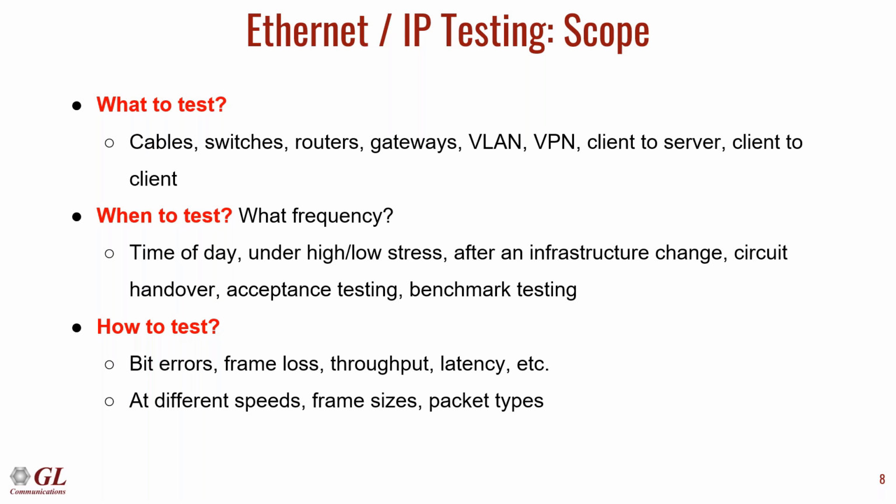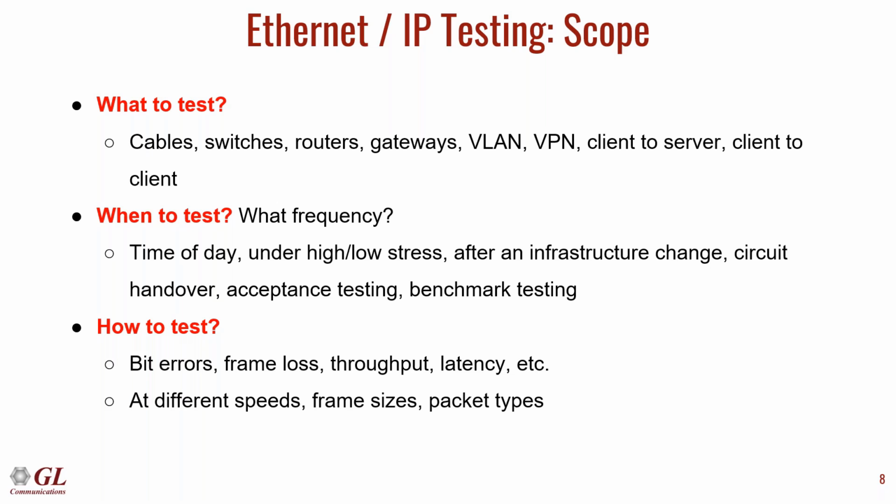Maybe you want to test after there's some sort of infrastructure change. Maybe you've laid new infrastructure into your network, and so now you want to test again. Or maybe there's some sort of circuit handover between the service provider and the customer. The last two, acceptance testing and benchmark testing, really apply to equipment manufacturers. When you're producing equipment and you claim that your equipment is gigabit speed or 10 gigabit speed, you need a systematic way to test. So there are different phases in terms of when you want to test.